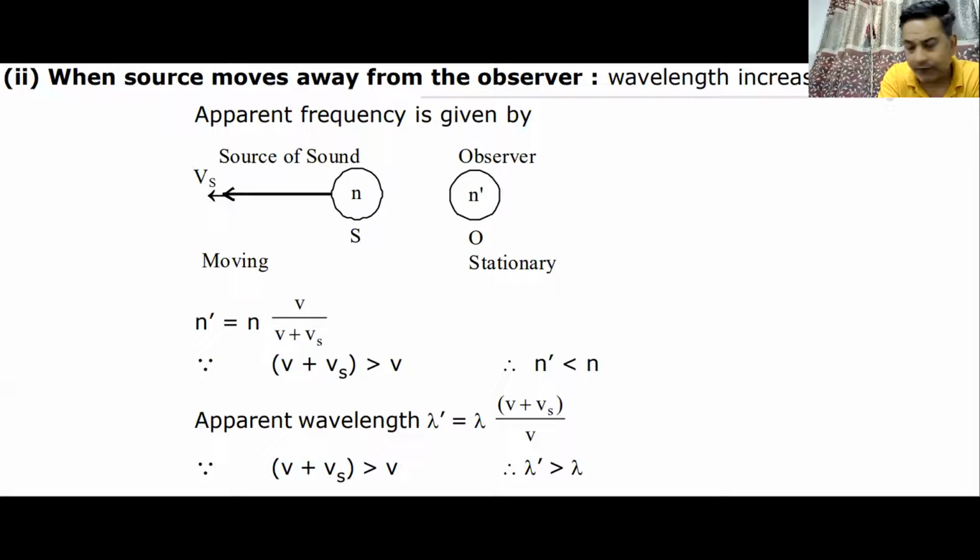So that is what we call Doppler's effect. We had seen two different cases of Doppler's effect in the previous class. In both the cases, the source was moving and the observer was stationary.